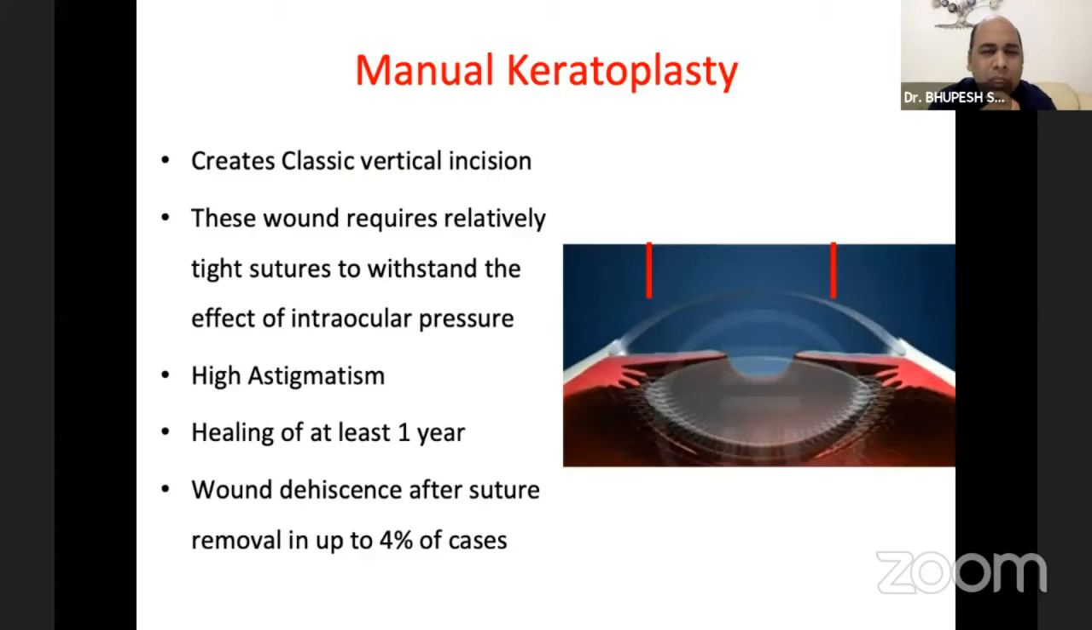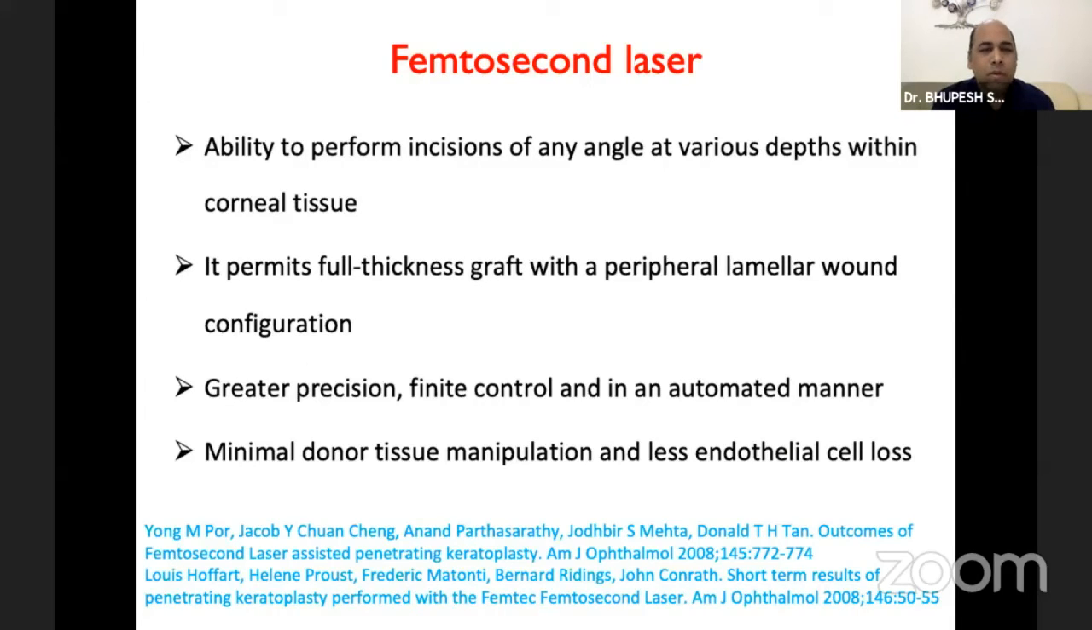Another important thing in manual keratoplasty is that it only provides a classical vertical incision. These wounds require relatively tighter sutures to withstand the effect of intraocular pressure, which leads to high astigmatism and healing of at least 1 year. And even after that, the chance of wound dehiscence after suture removal is up to 4% of cases. So to overcome all these problems, now we have the femtosecond laser. It has the ability to perform incisions of any angle at various depths within the corneal tissue.